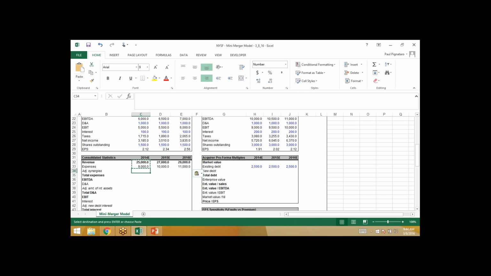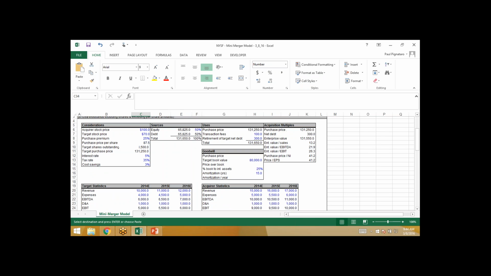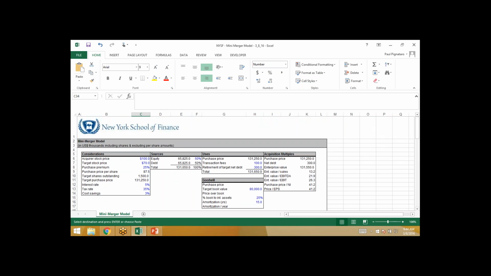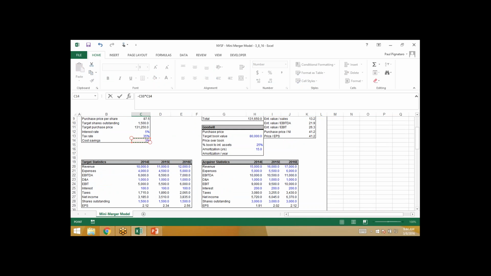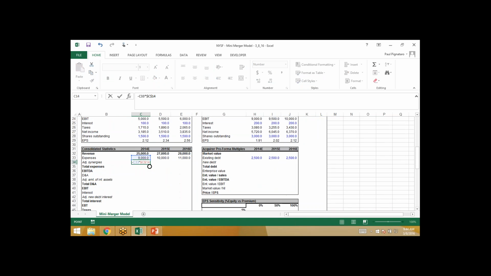Synergies. So some benefits of this mini merger model versus our paper analysis, we can be a little bit more granular. I guess we could have done the same detail on paper if we wanted to. Synergies, they suggested 3% of total expenses. So we're going to take, and I'm going to make it a negative to illustrate that it reduces expenses. So I'm going to do minus the expenses times 3%. And I'm going to anchor my reference to that 3% by typing F4.